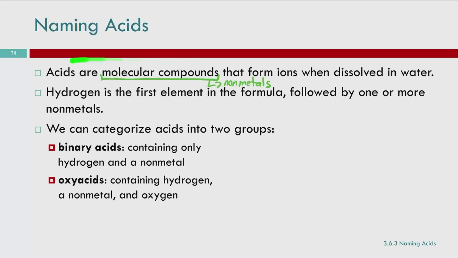So these are molecular compounds. Acids are molecular compounds. They form ions when they dissolve in water. Our other molecular compounds that are not acids, if they dissolve in water, they just stay intact as whole units. They don't form ions. For acids, hydrogen is the first element in the formula. This will be true for all of the acids that you see in this class, unless I make an oopsie. Hydrogen will always be the first element.